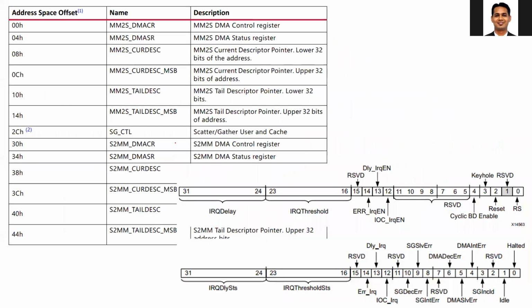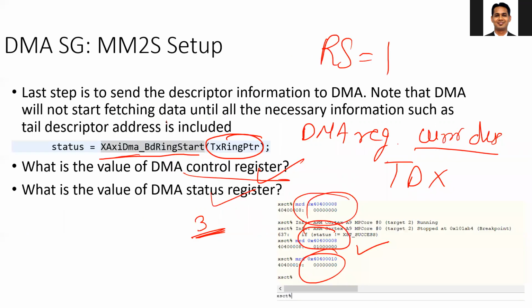Okay, so I was talking about this bit. Now this bit is set to 1. This bit is 1, these are 0. So you can see that the value will be 3 instead of 2. So these are the changes that happen after you do the XDMA BD ring start. So we have done the setup for the MM2S.